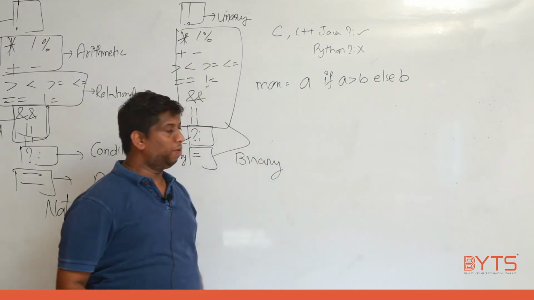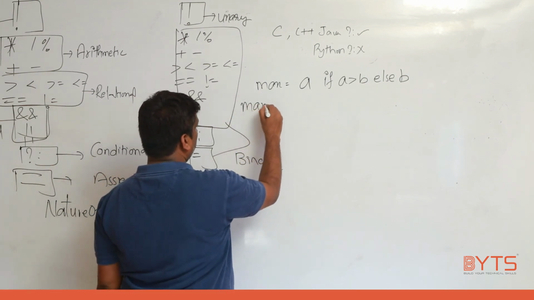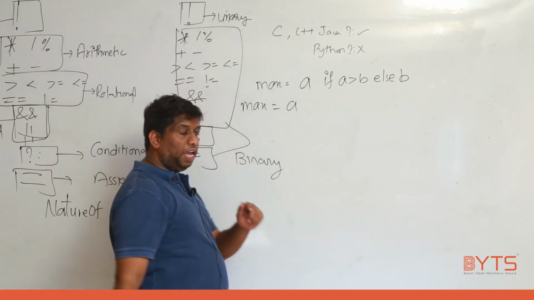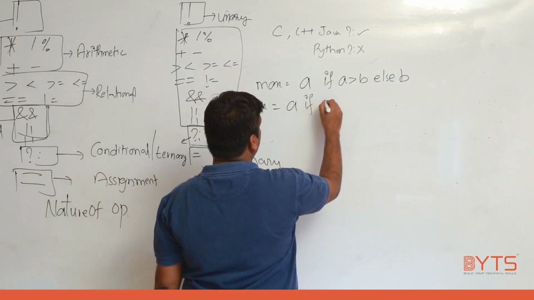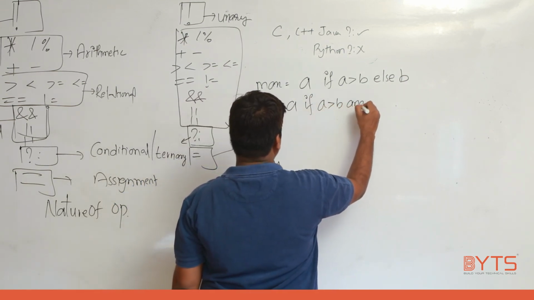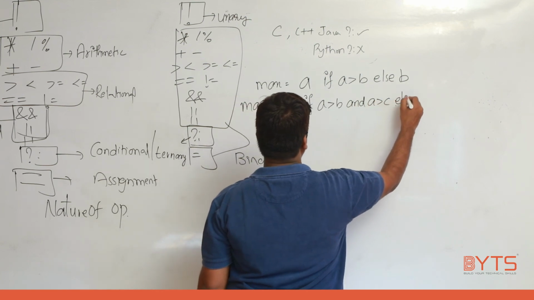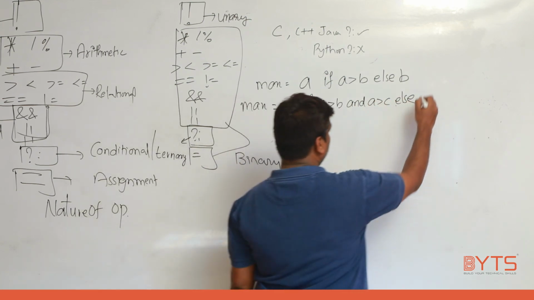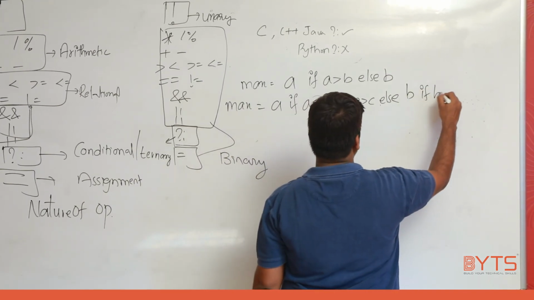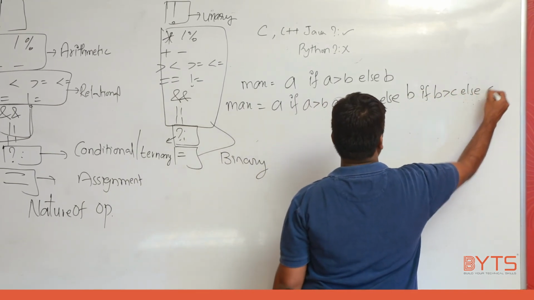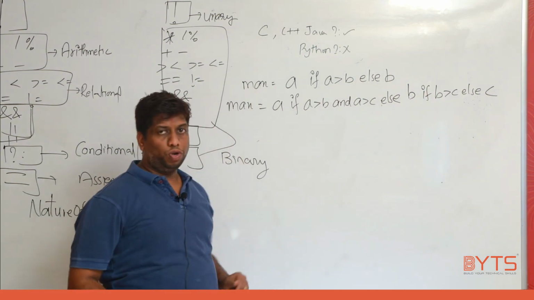Now if you want to find the maximum of three variables, how do you write it? Max equal to A if A is greater than B and A is greater than C. Else what? Else B is maximum. When is B maximum? If B is greater than C, else C. That's all, right? So that is how we are going to write.